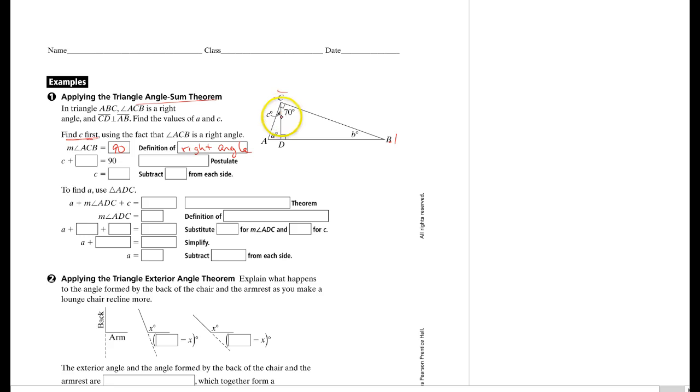So that means that this measurement here, the little tiny c, plus the rest of this, that's 70, has to add up to 90. And that's the angle addition postulate. This is like a 2-column proof, isn't it? Yay! So if I subtract 70 from both sides with the subtraction property of equality, I'm left with c equals 20.